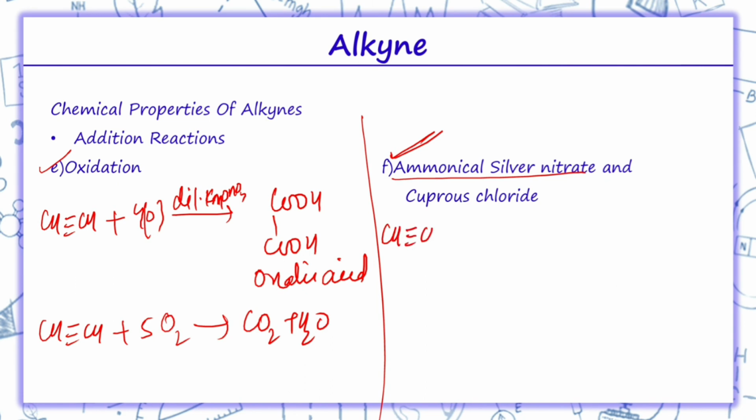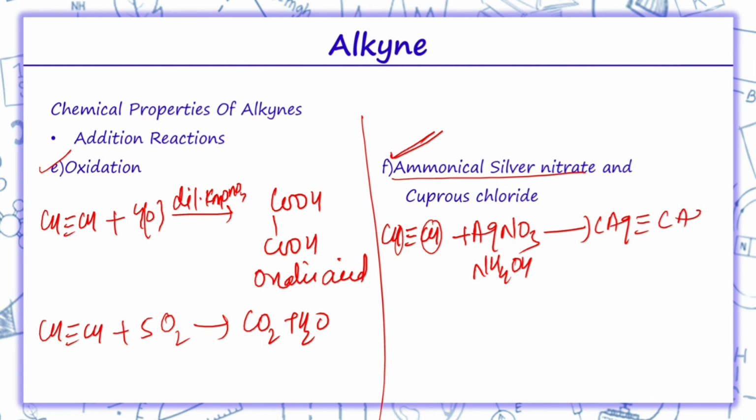CH triple bond CH on reaction with ammoniacal silver nitrate, that is AgNO3, ammoniacal, so we'll take NH4OH. What happens over here? This H is replaced by Ag. So we will get CAg triple bond CAg, which is silver acetylide, and a white precipitate is formed, plus NH4NO3 and water is removed.